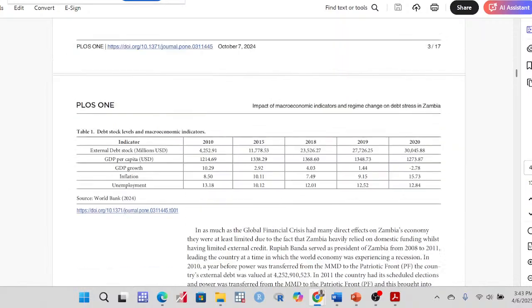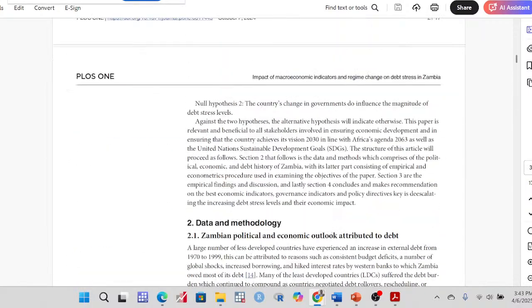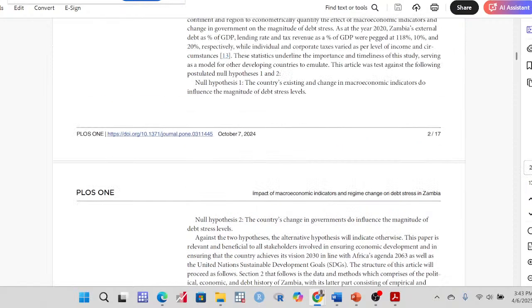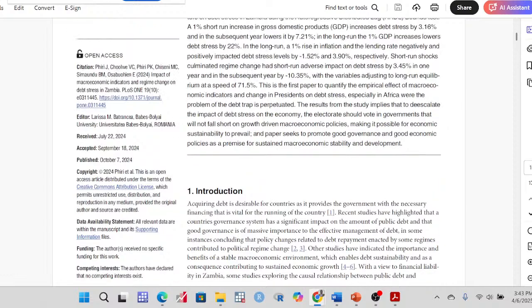It will be interesting to note that in the short run, every time we change our president, in that year our debt stress level was reduced by 3%, in the subsequent year by 10%, but as we move to the end of his or her presidency, the debt stress levels of that president become worse than their predecessor. So these problems keep on revolving, and we don't know where we'll go going forward. So that was the thinking behind this research.